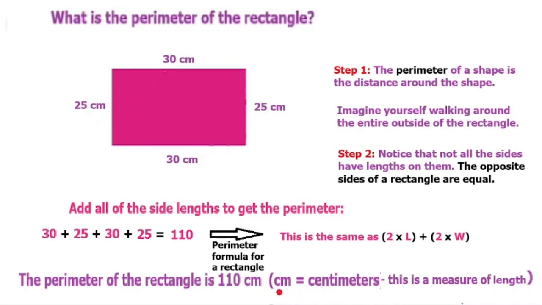Centimeter, the symbol is cm, and this is a measure of length. So for the 2 times L plus 2 times W, we have 2 lengths and then we have 2 widths. And that's how that formula comes about.